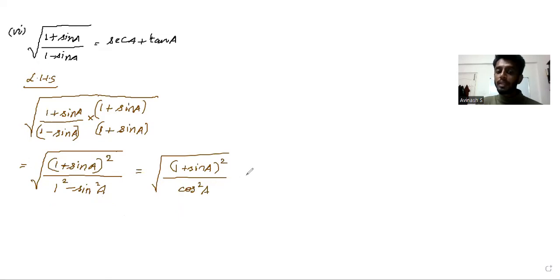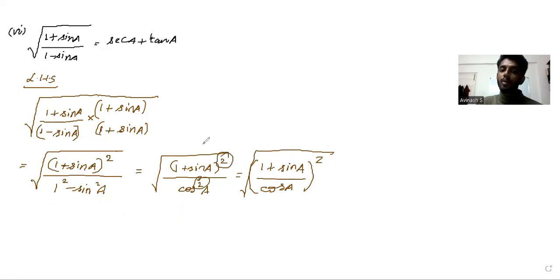Now you can see that both have square terms, which can be taken as a whole square. So what I mean by that is we have (1 plus sin A) by cos A, and these squares can be written as a whole square, and we have a whole root outside. I repeat, both the squares have been put as a common square, like this. So (1 plus sin A) by cos A the whole square, and this root and this square can get cancelled. The whole root and whole square will get cancelled, and you are left with (1 plus sin A) by cos A.